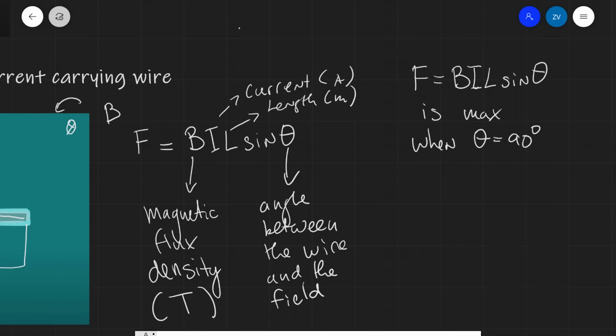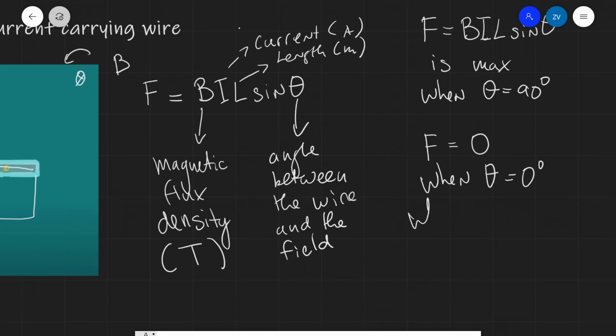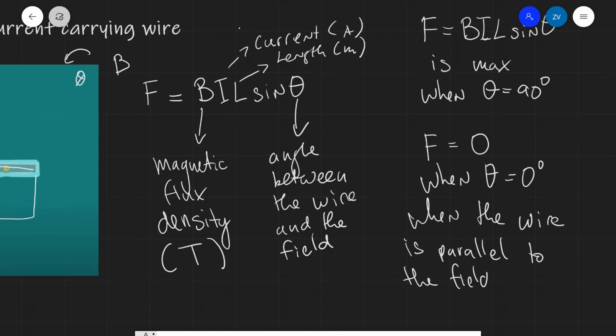And in your GCSEs, you would have learned F is equal to BIL, that equation, and this always assumes the field is perpendicular to the wire. The force will be 0 when theta is equal to 0 degrees, 360, etc. In other words, when the wire is parallel to the field, there will be no force, and this is really, really important.